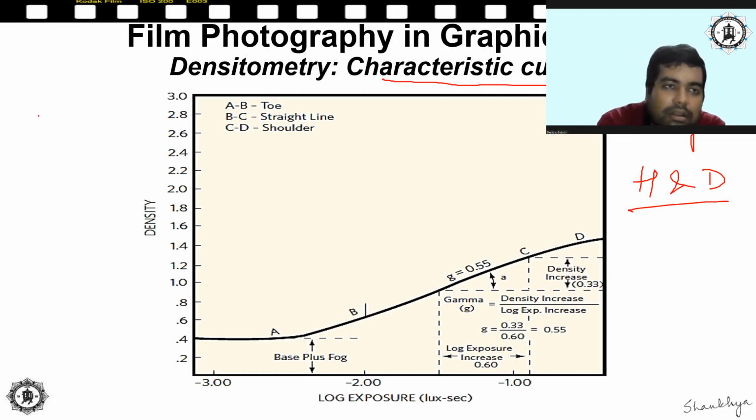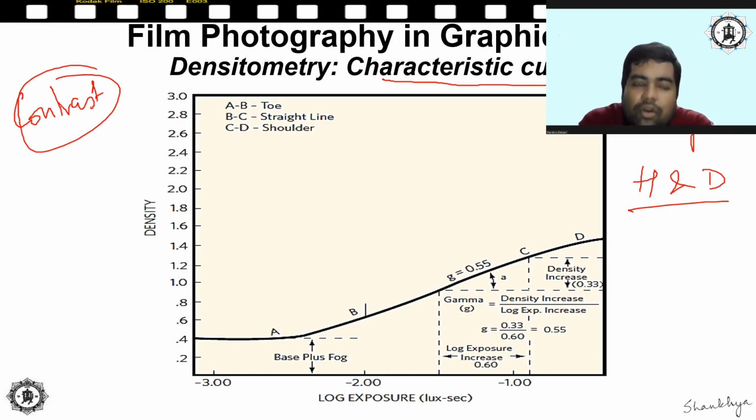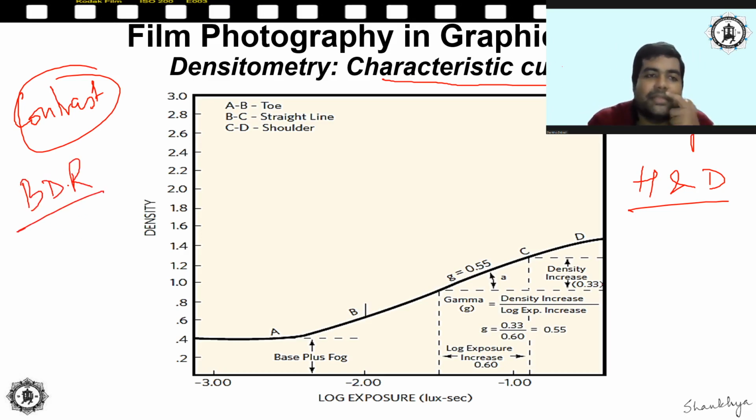I need to explain the term contrast before I begin this. Now see what is contrast. Right now we will have a better understanding of basic density range. This is another term which is closely associated with contrast but not really the same. So contrast is basically the difference between the darkest part in the film. Since we are talking about films only, we will consider all this for the film. So contrast is the difference between the darkest part of the film and the lightest part of the film. Alright. So this difference is basically the contrast.